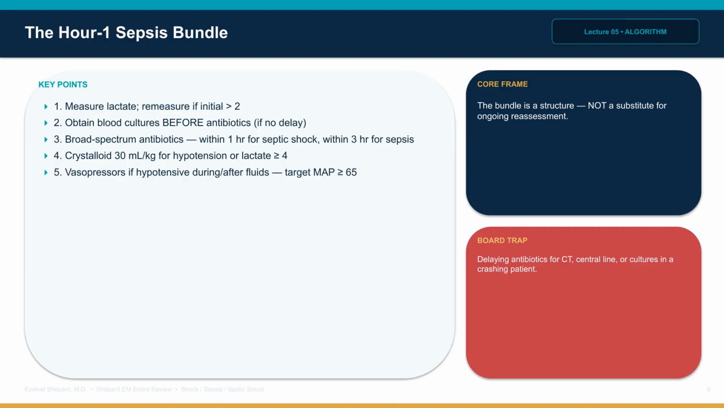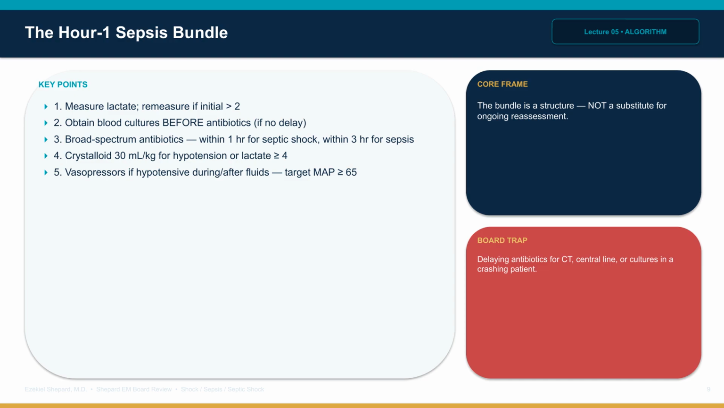The Surviving Sepsis campaign, Hour 1 bundle, compresses the ED management into 5 actions. First, measure lactate and remeasure if the initial lactate is greater than 2. Second, obtain blood cultures before antibiotics, but only if it does not delay antibiotics. Third, administer broad-spectrum antibiotics within 1 hour of recognition for septic shock and within 3 hours for sepsis without shock.